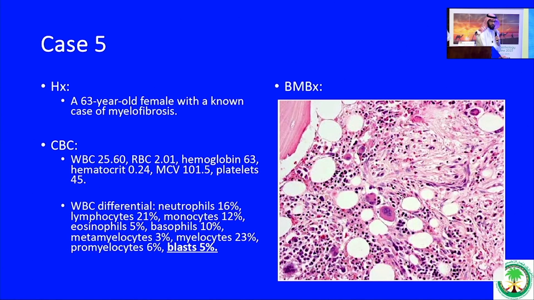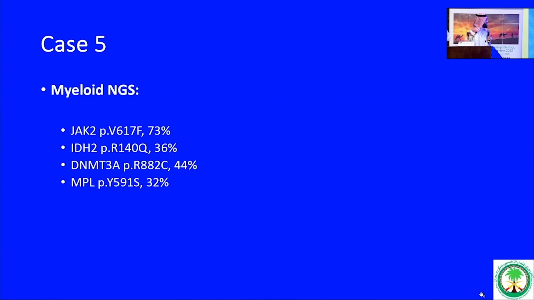This patient is a well-known patient with myelofibrosis, so we know that. Now he comes to us with 5% blasts. So there is fibrosis, and now there are blasts. We would like to see what the molecular findings are. So there is JAK2, which is associated with myelofibrosis, we know that. But there is also IDH2 at 36%, DNMT3A at 44%, and MPL.